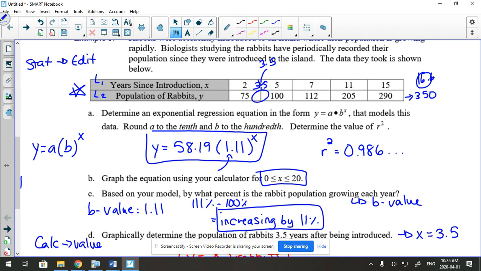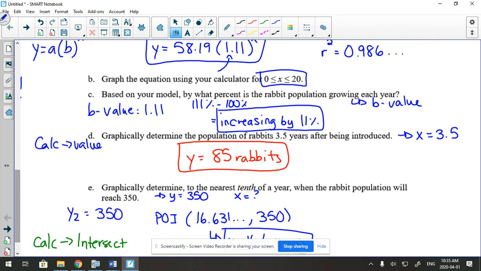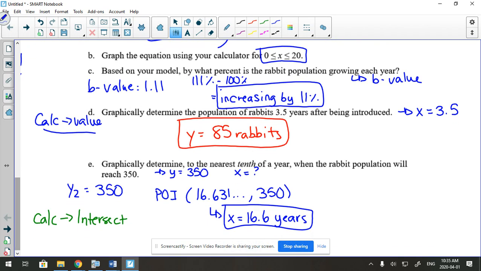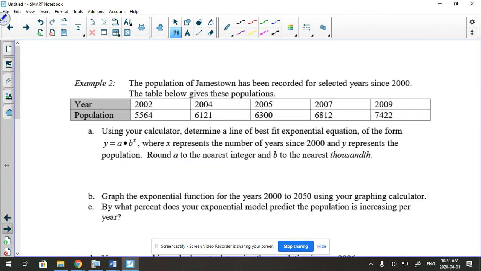So these are basically the main steps you're going to use. If you're ever given an x looking for a y, you're going to use that calc value button. If you're ever given the y and you're trying to find the x, you're going to have to graph that and find the point of intersection to figure that out. Okay, let's do one more, and then I'll leave the last one for you just to try and make sure it matches up on your calculator.